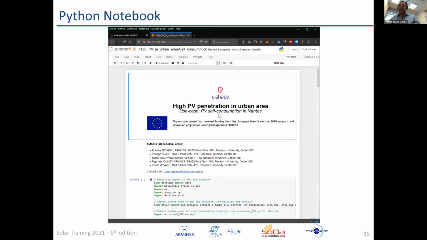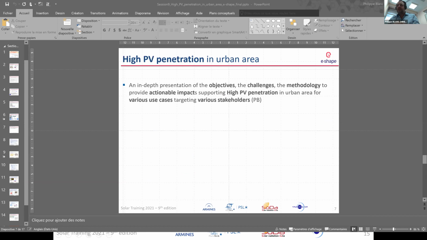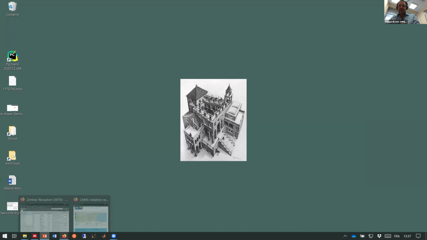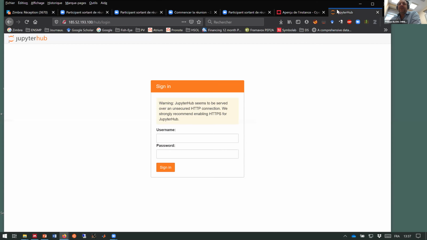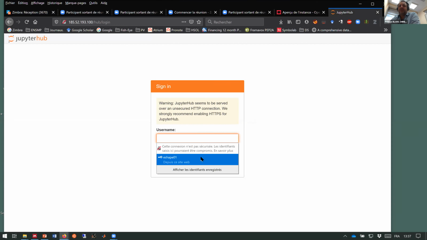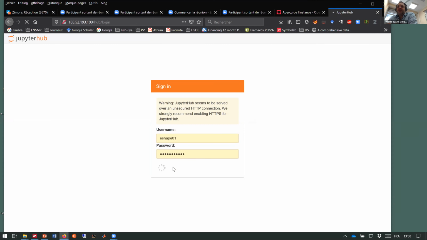So I will show you now the connection to the Jupyter Hub to get the Jupyter Notebook and to get some comments online with this Jupyter Notebook about the use case of PV self-consumption in Mars. So I stopped my PowerPoint presentation and go to a live demo, so hopefully it will work. I am connecting with one of the usernames that will be delivered to you after this presentation. So I'm connecting in this Jupyter Hub.